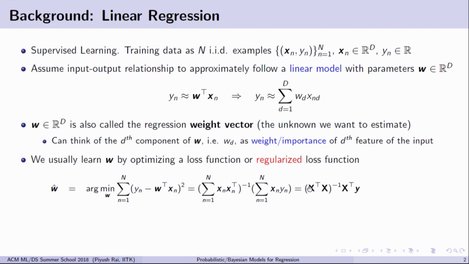So note that this capital X is the N by D data matrix consisting of all the inputs. Think of X as a matrix where each row is an example. So capital X is this N by D matrix, and this bold-faced Y is the vector of all the responses. So this bold-faced Y is then an N by 1 response vector.